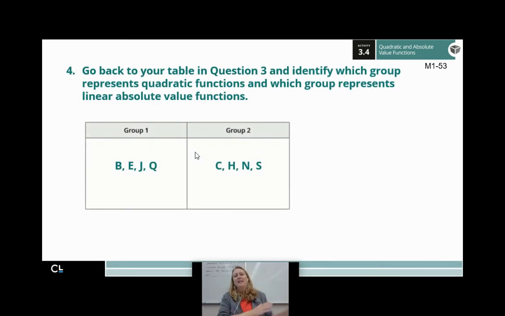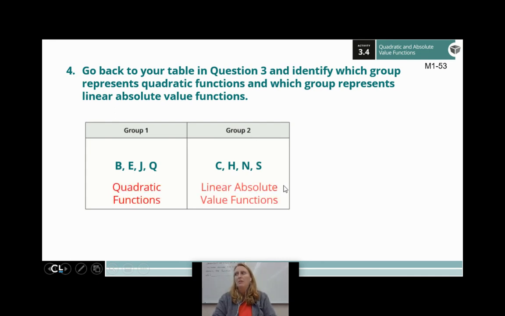So go back to that table that we did in question 3. Identify which group represents your quadratic functions and which group represents your linear absolute value functions. Hit pause, name your groups, hit play to keep going. So these are my curvy ones, so they must be my quadratic functions. And these are my pointy ones, so they must be my linear absolute value functions.